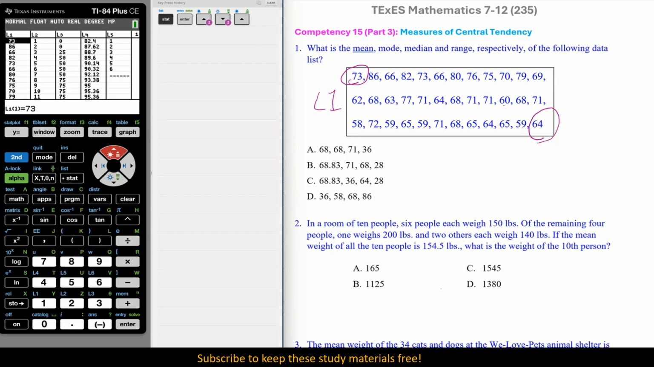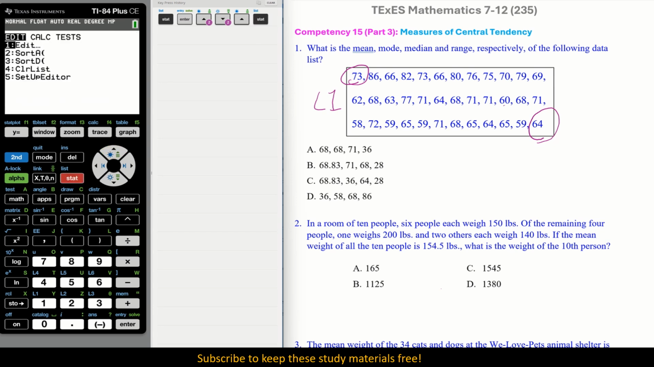Well, that can be found by going to stat, arrowing over to calc for calculate, and our 1-Var Stats is highlighted. Push enter. Okay, we have L1 already populated. If you don't remember how to get that, you push second, go to number 1, enter. Do not put anything in your frequency list. That's not what we're doing right now. So you enter twice, and there we go.